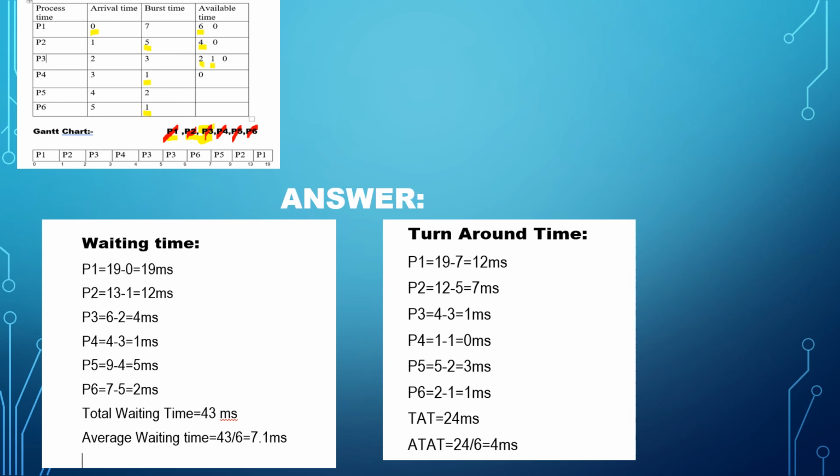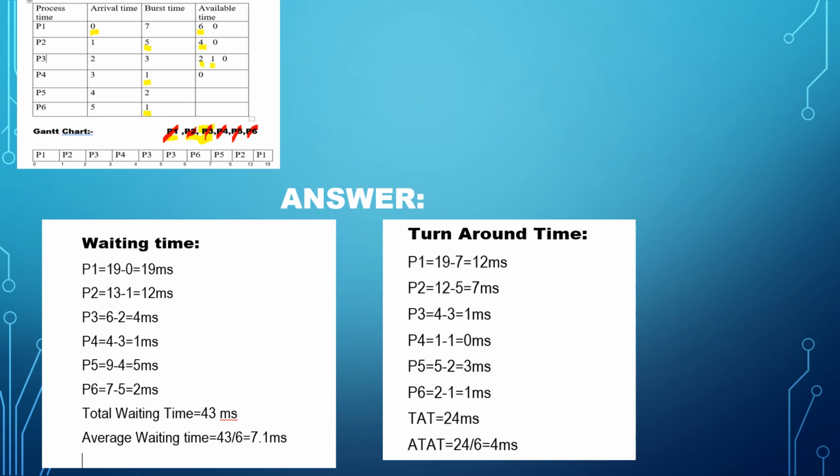Now let us calculate the turnaround time. For the process P1, the waiting time is 19 milliseconds and the burst time is 7 milliseconds. So 19 minus 7 is 12 milliseconds. For the process P2, the waiting time is 12 milliseconds and the burst time is 5 milliseconds. So 12 minus 5 is 7 milliseconds. And for the process P3, the waiting time is 4 milliseconds and the burst time is 3 milliseconds. So 4 minus 3 is equal to 1 millisecond.